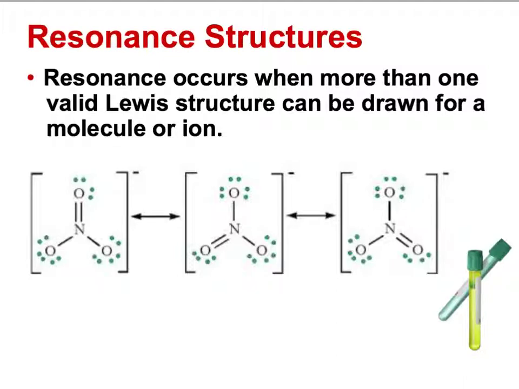So resonance occurs when more than one valid Lewis structure can be drawn for a molecule or ion. So you can see here that this is oxygen number 1, and this is maybe oxygen number 2, and this one is oxygen 3 in each of these diagrams. So 1, 2, and 3. And then you'll see that the double bond moves around from this position to this position to this position. So each of those are different oxygens, and so that means that these are 3 valid Lewis structures for the nitrate ion.